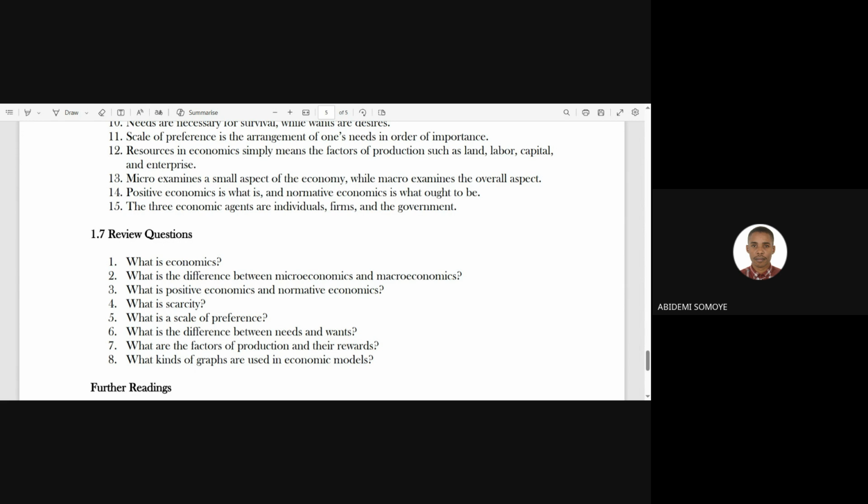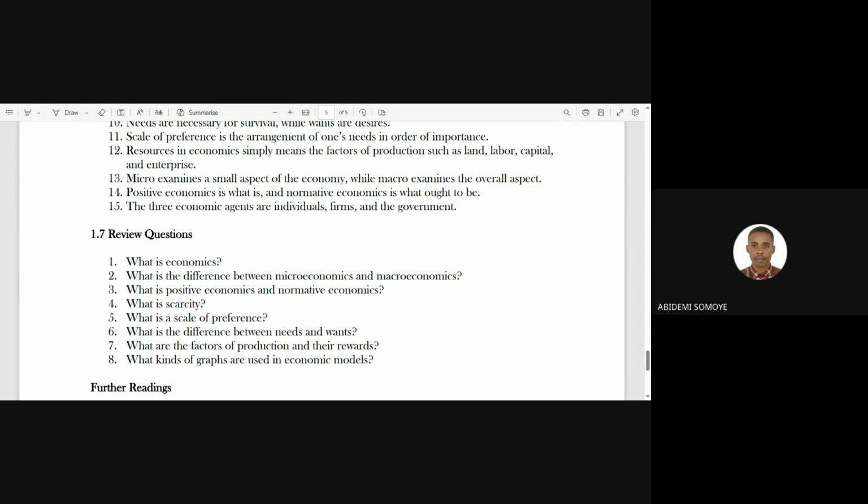Do you understand? Yes. So those are the factors of production. And what is the reward for land? The reward for land is rent. The reward for labor is what? Wages and salaries. The reward for capital is what? Interest. The reward for entrepreneurship is what? If you are doing business, what is it that you are going to make? Profit or benefit.